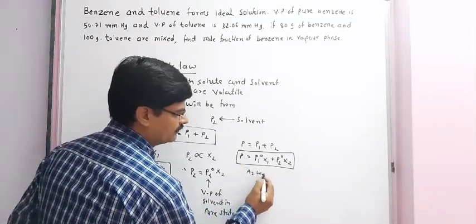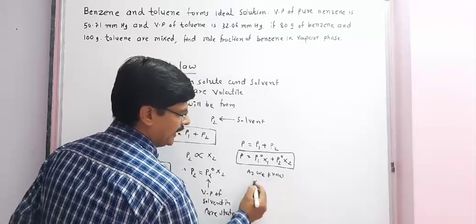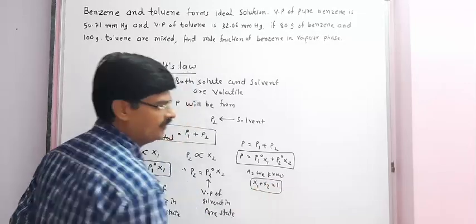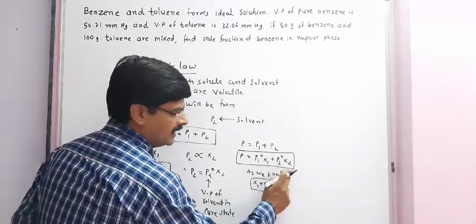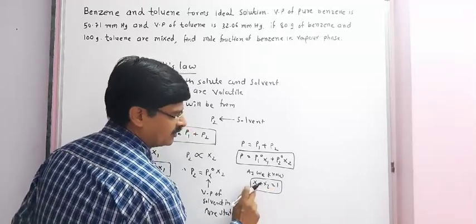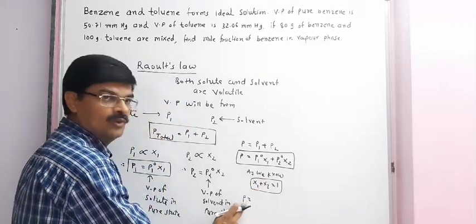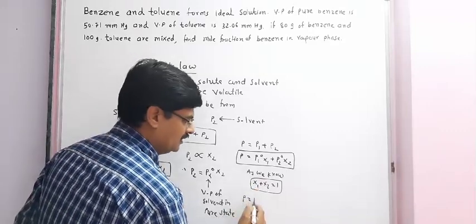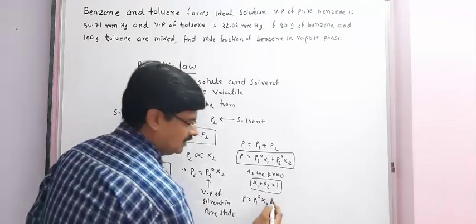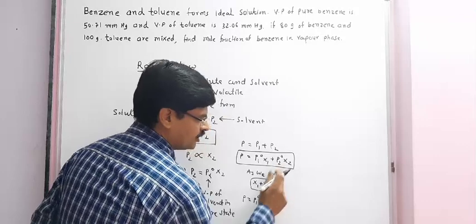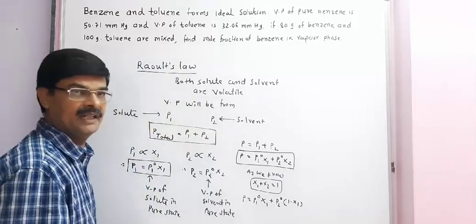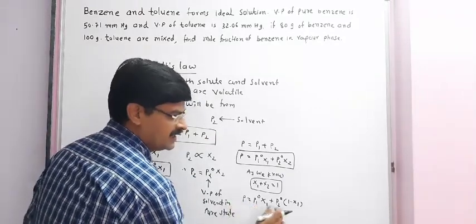As we know, X1 plus X2 is equal to 1. Total mole fraction is always 1. We can write X2 is equal to 1 minus X1 and X1 is equal to 1 minus X2. So we can get two different formulas. P is equal to P1 naught X1, and in place of X2 we will write 1 minus X1. So one formula is derived.